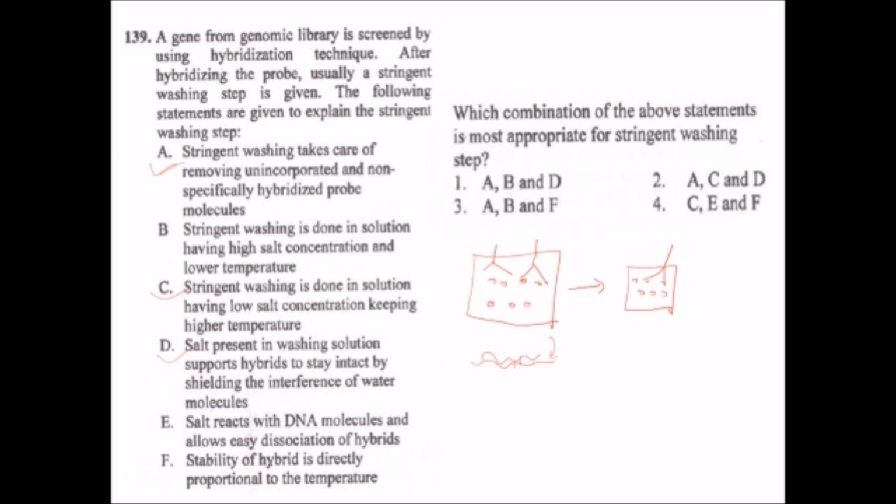Next is that stability of hybrid is directly proportional to the temperature. No, even if the temperature is very high, it is not possible for the hybrid to form. And if it is very low, then it will bind non-specifically. So it doesn't have any proportionality with the temperature, but it works at a specific temperature. So the answer will be A, C, and D, number 2.